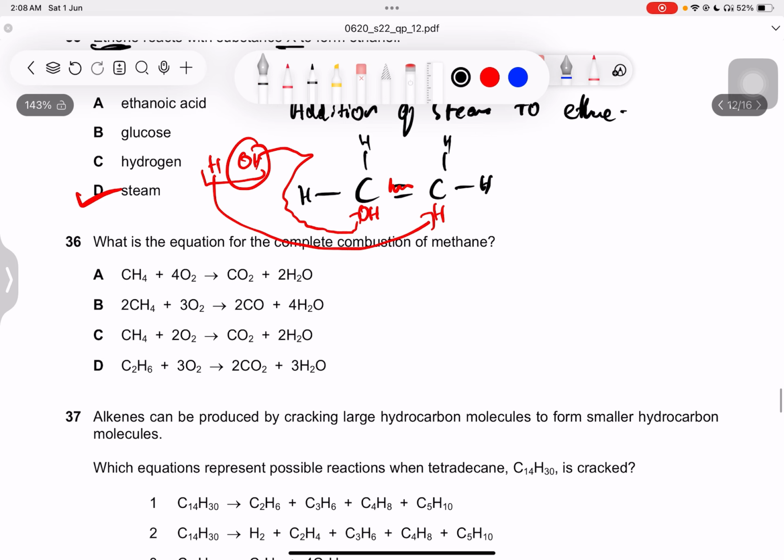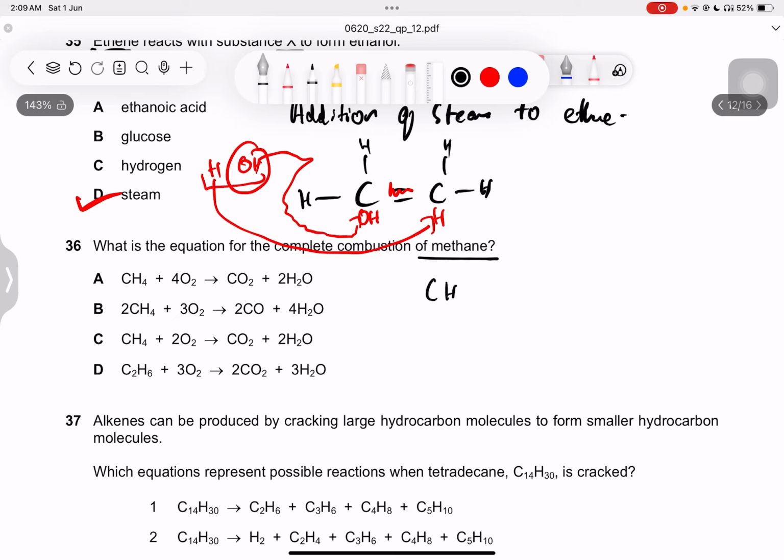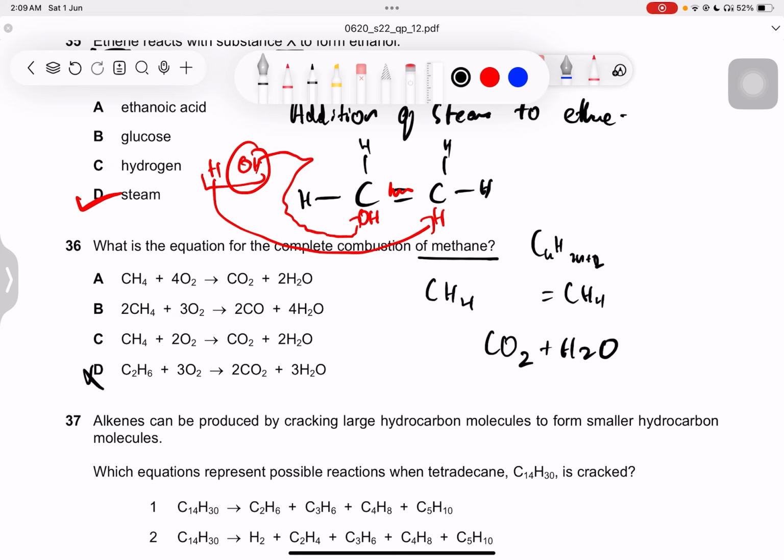What is the equation for the complete combustion of methane? So we have to check the balancing and the correct products and the correct reactant. Methane is one carbon, CH4. CnH2n+2 is the general formula, so it should be CH4 for one carbon. So option D is incorrect. Next, we have products carbon dioxide and water in the complete combustion. So option B is incorrect.